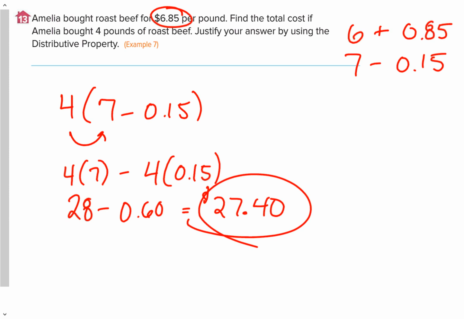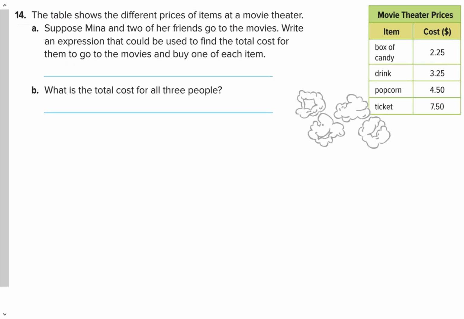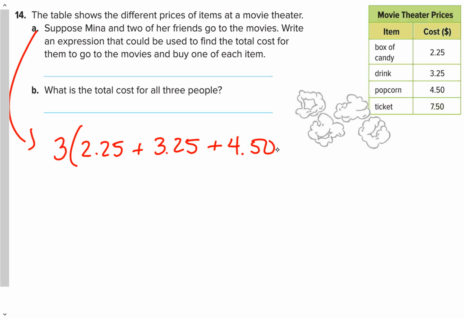Okay, all right, number 14 is our last problem. A table shows different prices of items at a movie theater. Suppose Nina and 2 of her friends, that's 3 of them all together, go to the movies. Write an expression that we use to find the total cost to go to the movies, for each item. So for A, you're just going to say 3 people times 2.25 plus 3.25 plus 4.50 plus 7.50.